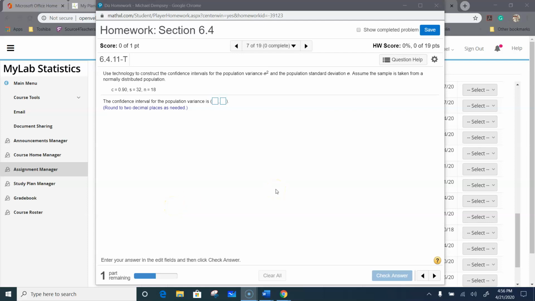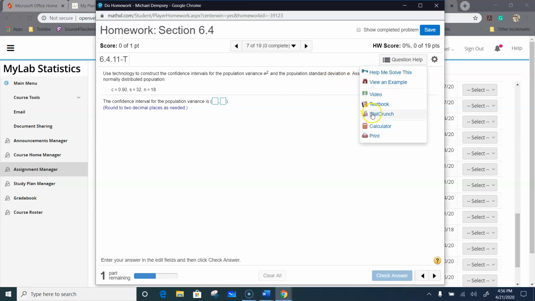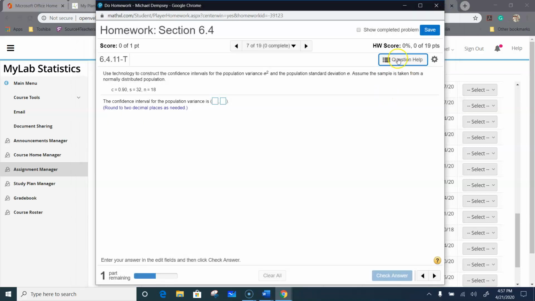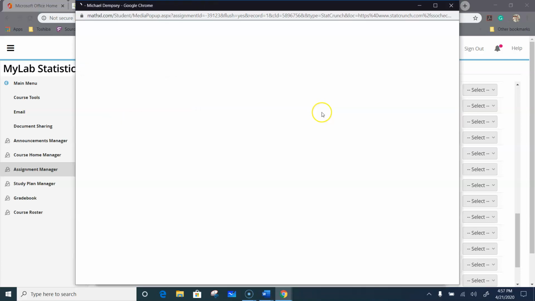Okay, Vivian, I think if I remember correctly, you said 7, 11, and 13. So hopefully I'm remembering that right. Left my phone upstairs. So number 7, it says use technology, so we can jump to StatCrunch. Let's see if that'll cooperate with me. It never does on the first try, so I'll do it again.